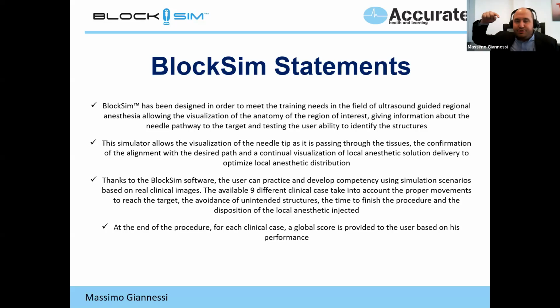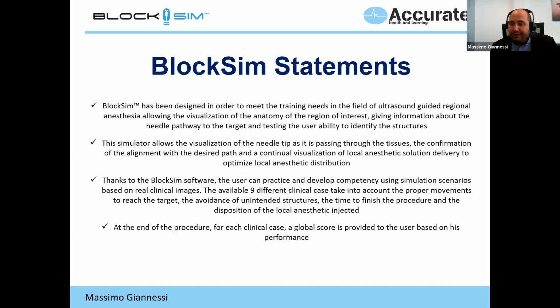BlockSim will allow you to see a real needle passing through the tissues and also to inject the anesthetic in the region of interest and see the distribution of the anesthetic in that region. This part is difficult to simulate with other products or solutions, because usually it's difficult to let something be punctured and filled by liquid unless it's a vessel, and then you can drain it away.